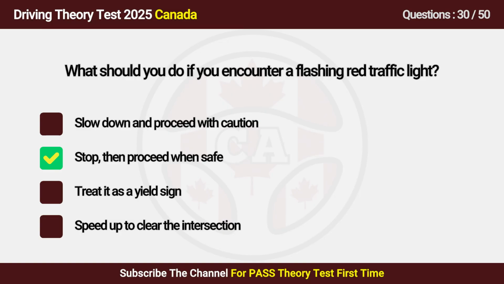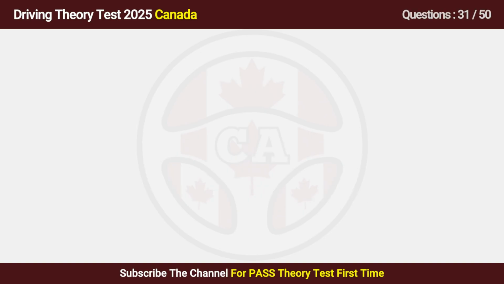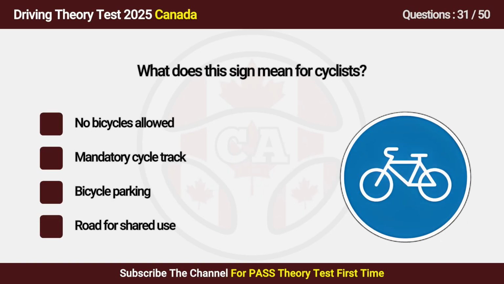Answer is B. Stop, then proceed when safe. A flashing red light means you must come to a complete stop, just like a stop sign. After stopping, you may proceed only when the intersection is clear and safe. Question 31. What does this sign mean for cyclists?